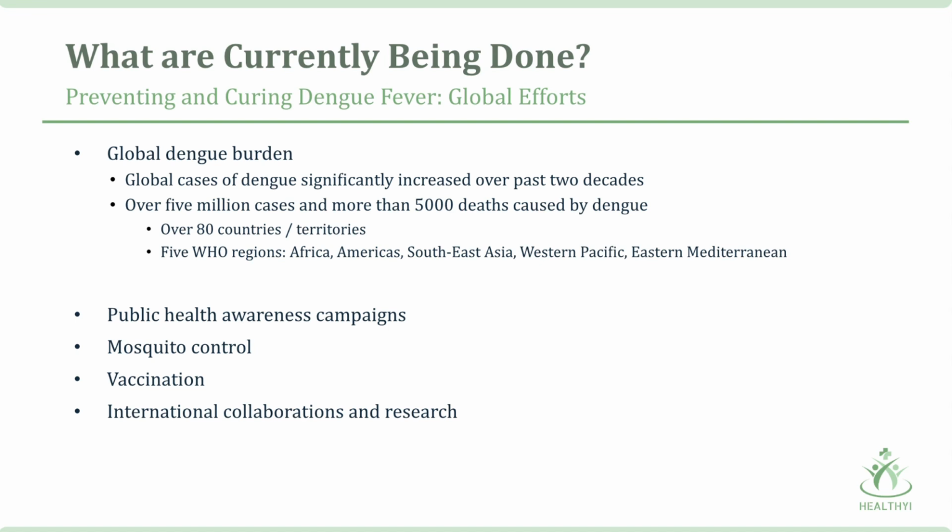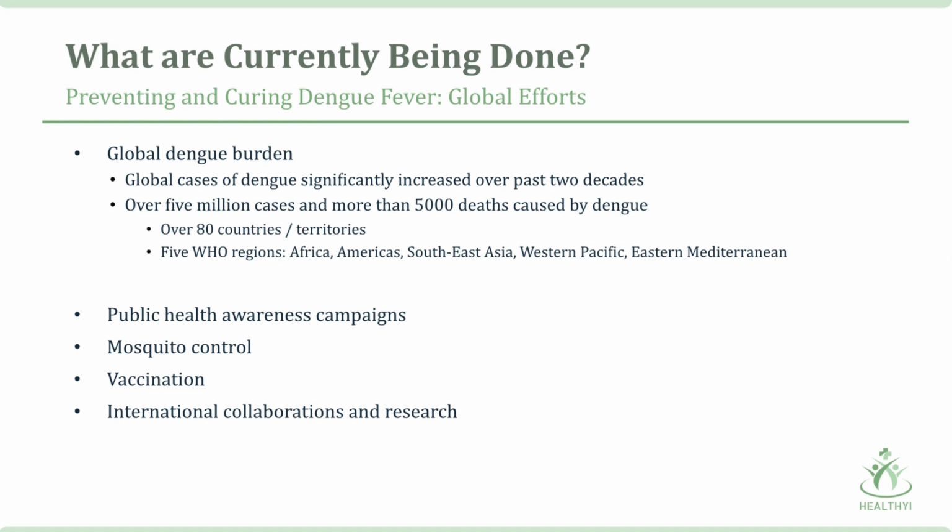Several public health strategies have been implemented to address this global health challenge. Public awareness campaigns play a crucial role in educating communities about dengue prevention and control measures. Mosquito control efforts are critical to reducing dengue transmission. By eliminating breeding sites and implementing effective mosquito control measures, we can minimize the risk of dengue outbreaks. Vaccination is another key strategy in the prevention of dengue.